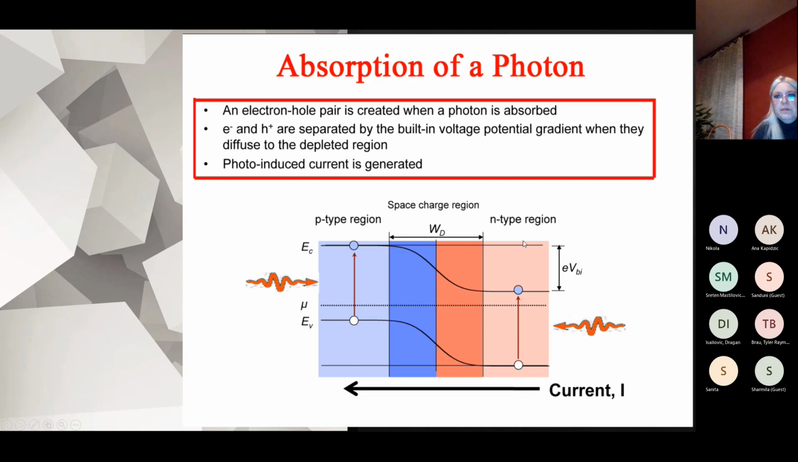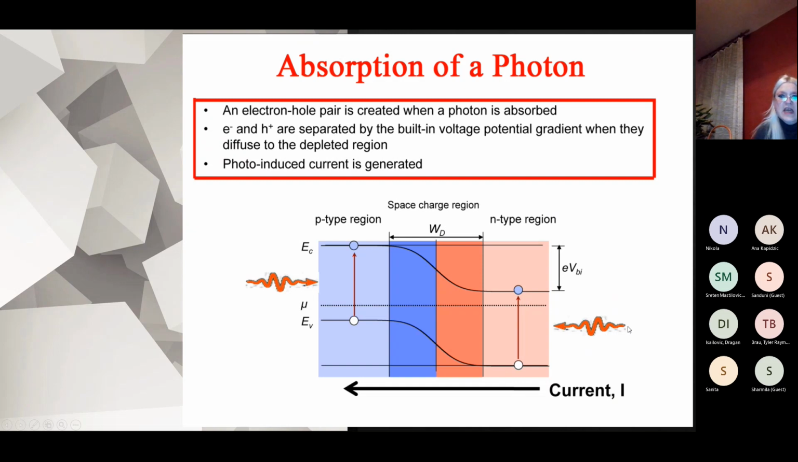Here, for instance, we have a p-n junction with a space charge region. You use photons of light to illuminate your p-type region, and when you illuminate it, electrons and holes are formed. Electrons do not feel well in a p-type region, and due to the drift field they go to the state with lower energy, in the n-type region.